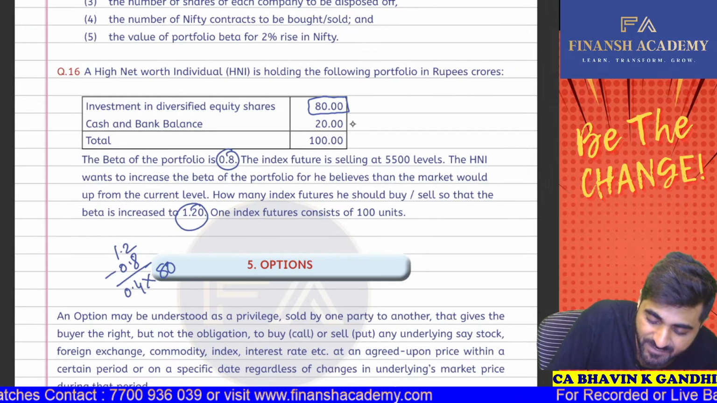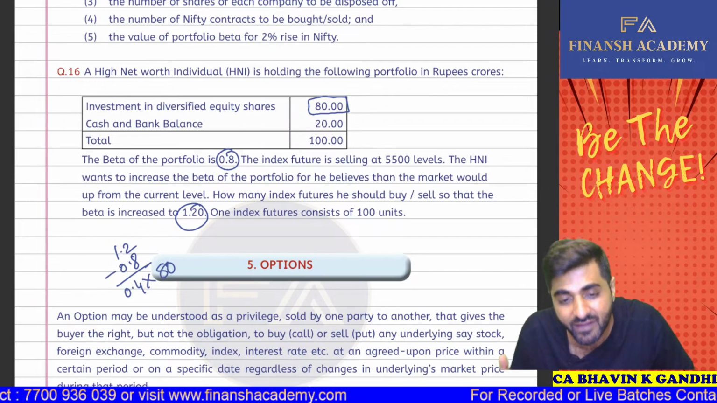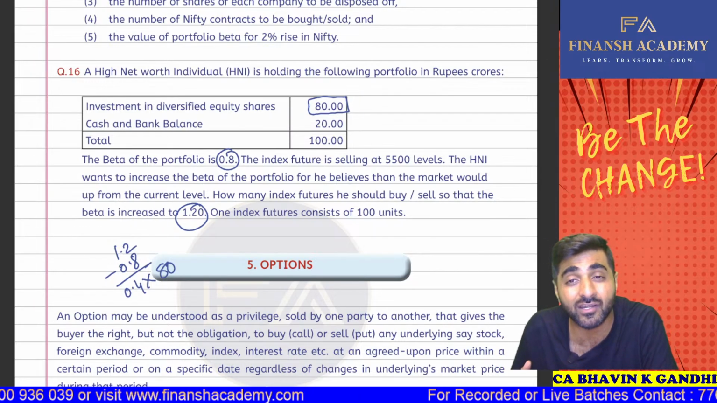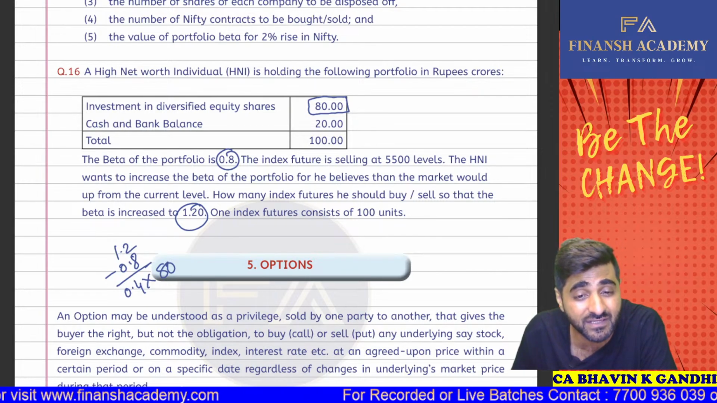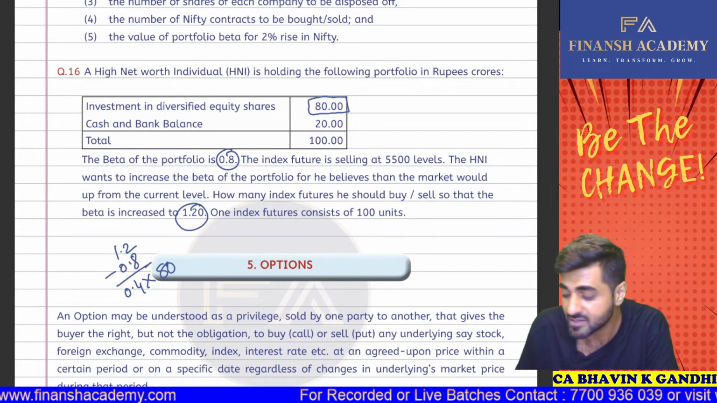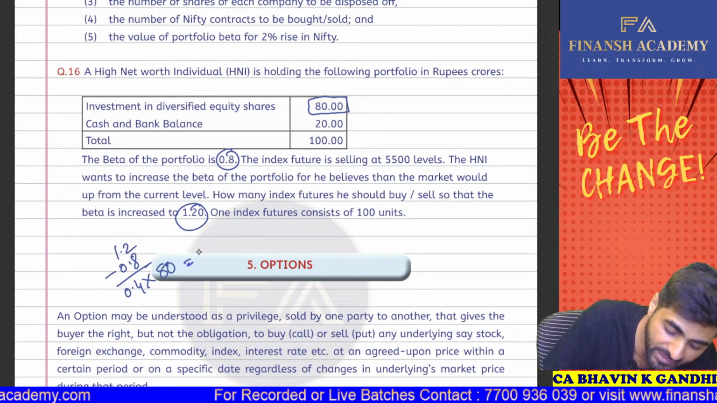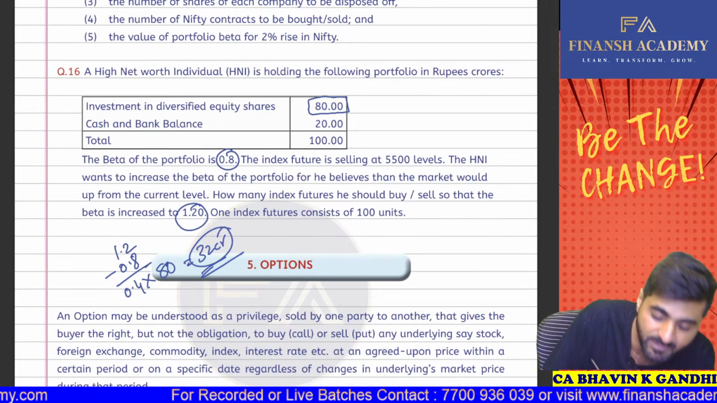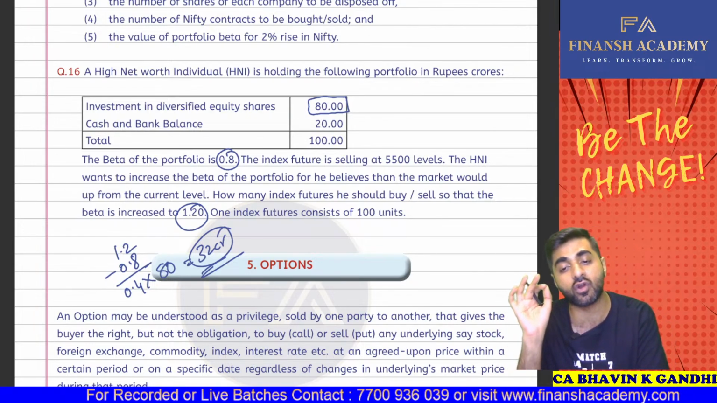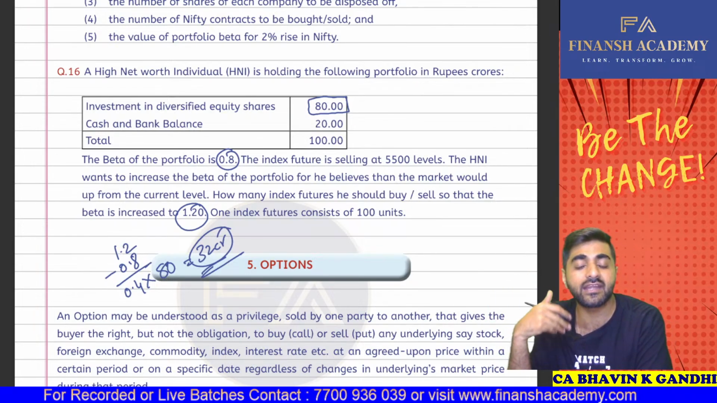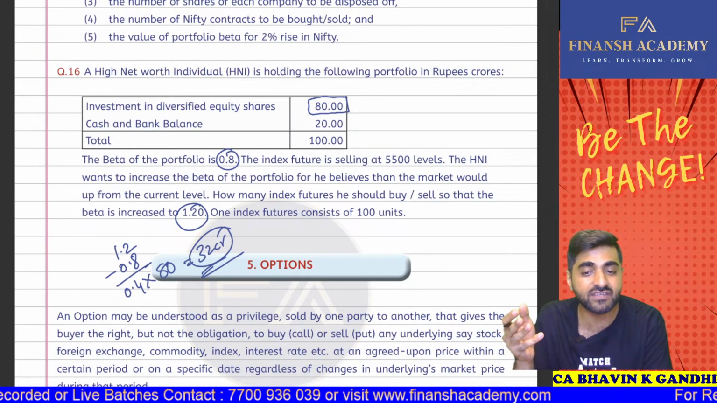80. Because cash and bank, my dear students, will never be forming part of your portfolio. They have told you that the beta of the portfolio is 0.8, which is dealing with your investment in equity shares. So from 80, if I multiply this by 0.4, ultimately I'll be getting 32 crores. So 32 crores, my dear students, is nothing but the value of the Nifty future contracts which you should ideally be long in.